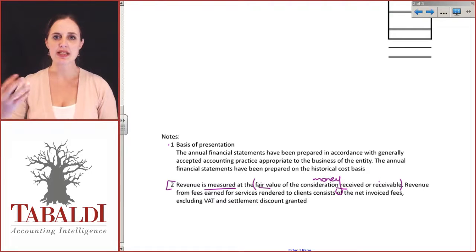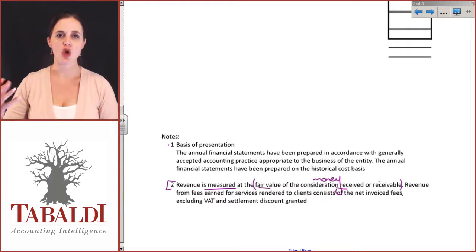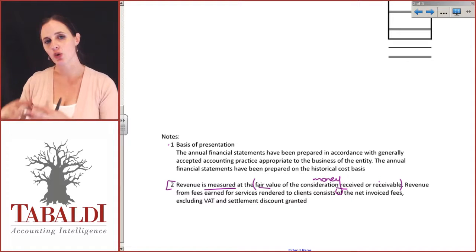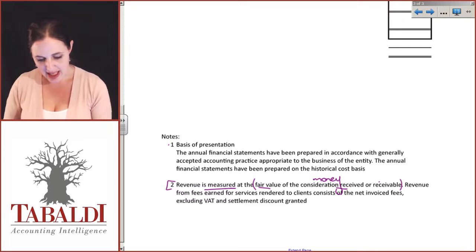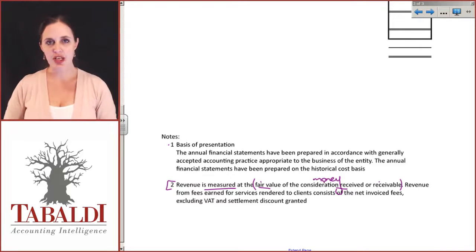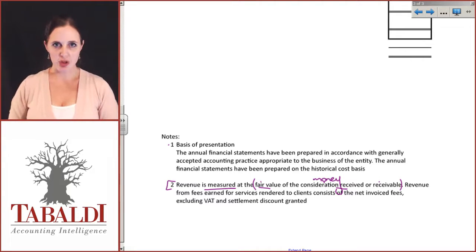So for example, if I sell someone an item for 100 Rand, that means that I've got revenue of 100 Rand. But what if I expect that person to only pay me 90 Rand because they run out of money, for example? Have I made a sale? Is my revenue 100 Rand or is it 90 Rand? What this is saying is the fair value of the consideration received says exactly how much are you getting in there, and whatever you're getting in is what your revenue is measured at.